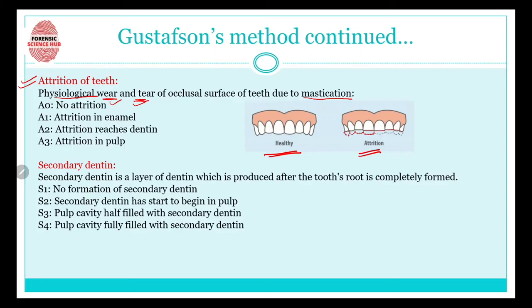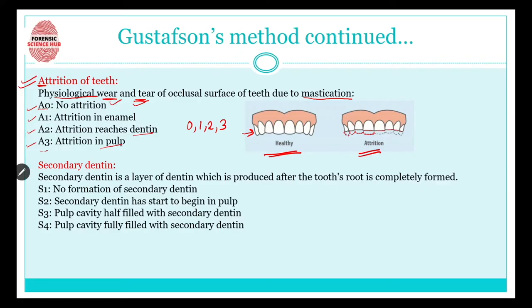So we have 4 scales for attrition, that is A0, A1, A2 and A3. As I said, in this method the 6 criteria have been ranked on a scale of 0, 1, 2 and 3. So here we have A0. A is used because we are studying the criteria of attrition. A0 means there is no attrition. A1 means that attrition is in the enamel area. A2 means attrition has reached the dentine. A3, the most severe one, means that attrition has reached the pulp area.